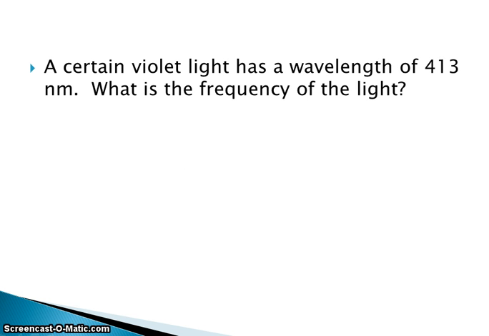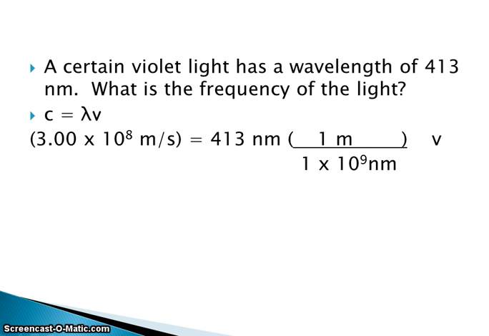So here's an example. A certain violet light has a wavelength of 413 nanometers. What is the frequency for light? So when we look at this particular problem, we're given a wavelength, we're asked for a frequency. Wavelength and frequency can be related using our speed of light equation. So we write down our equation first, C equals lambda times nu, and then we're going to plug in the variables we know. We know the speed of light is 3.00 times 10 to the 8th meters per second, and that's a constant, so it will be the same for every problem.